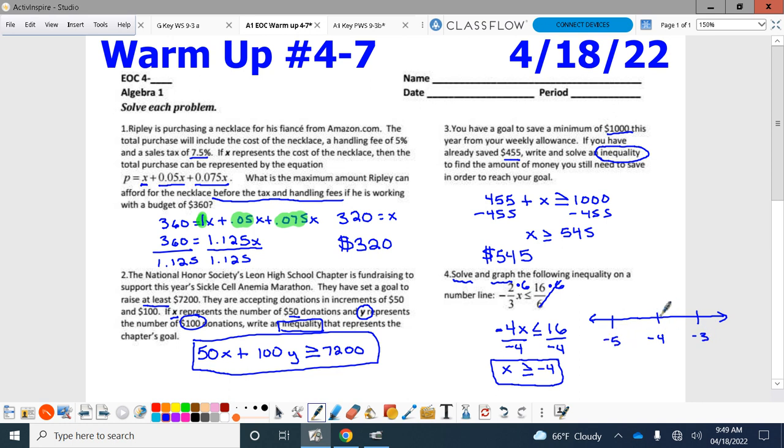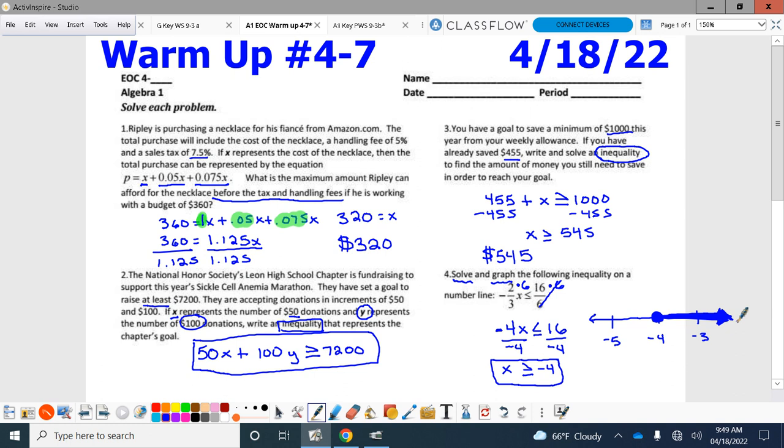Would it be an open or closed dot? Closed, because it's or equal to. Shaded to the right. This is how you shade it, and shade in the arrow solid at the end. Solid at the end. There you go, guys.